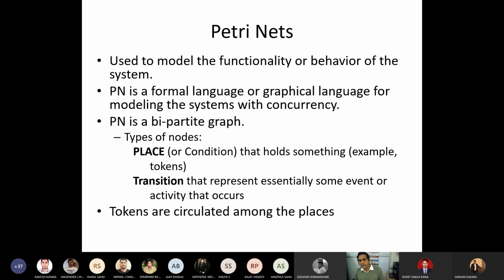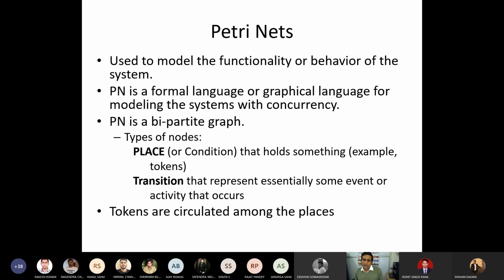A Petri net is a bipartite graph, as we'll see in the next slide. It contains a certain number of nodes. Because it's a graphical language, you will see edges and nodes. It is represented as a graph, and it is a bipartite graph. Why it is bipartite, we will talk about that. As of now, there are usually two types of nodes. One is a place, or the condition.